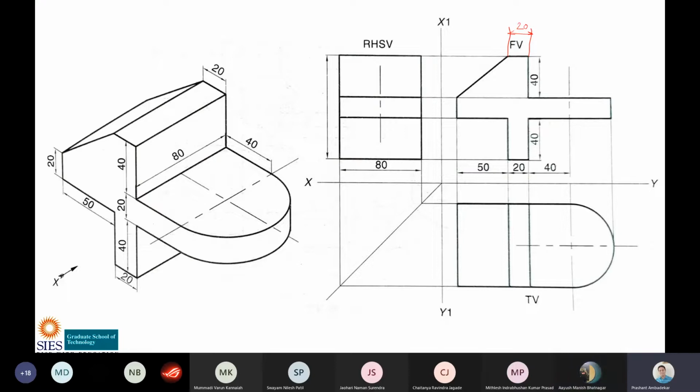Now, meanwhile, all of you must have drawn this. So this is one dimension which was missing. Now you will say, sir, 20 is given here at the bottom. This is given. So why have you given this 20 here?